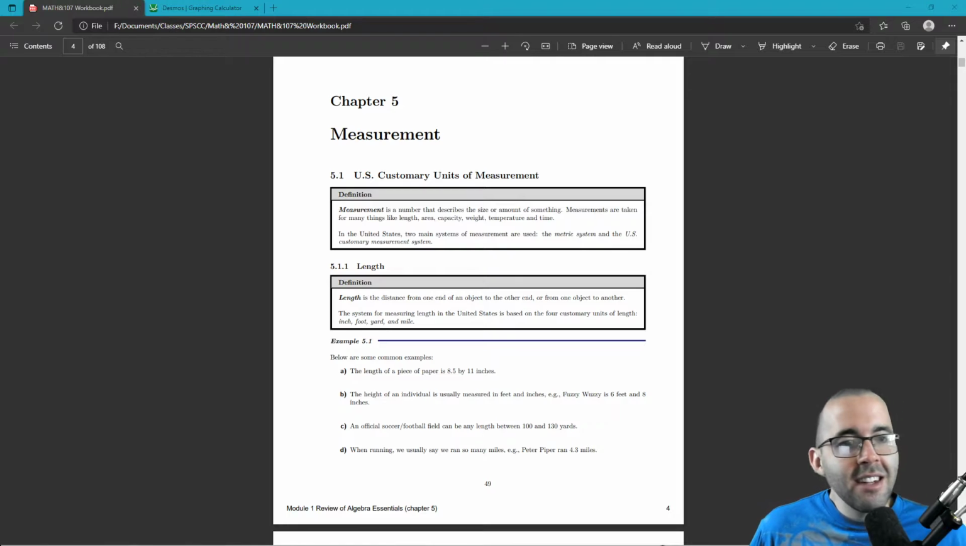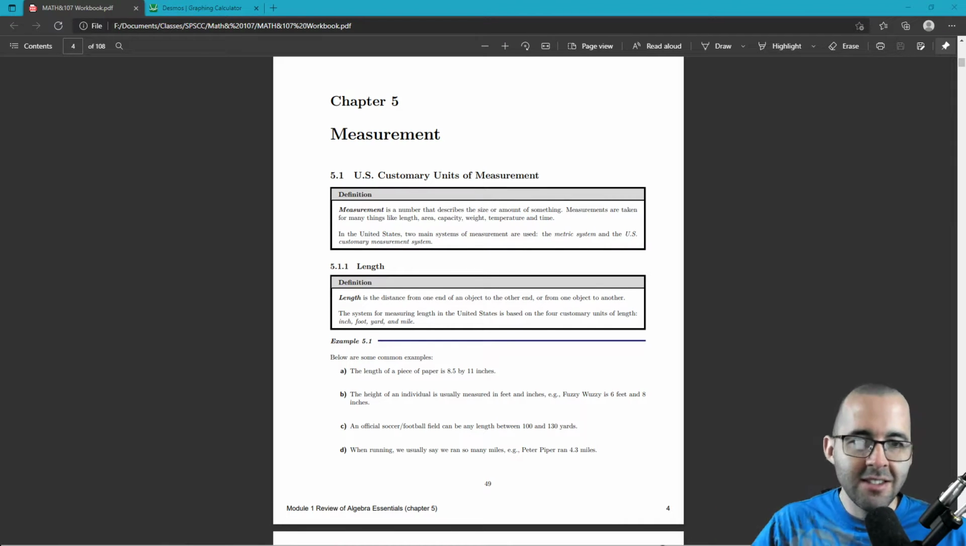In the United States, we have the imperial system, which in this textbook is called the U.S. Customary Measurement System. And then there's also the metric system that some other people and I are trying to use more, because in a lot of cases it just makes more sense.